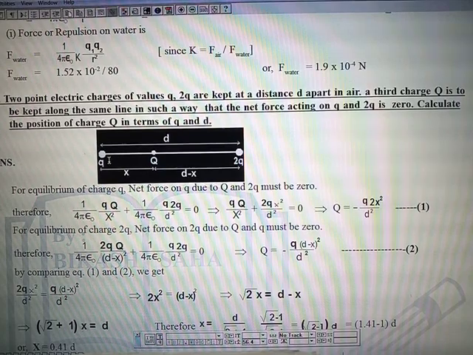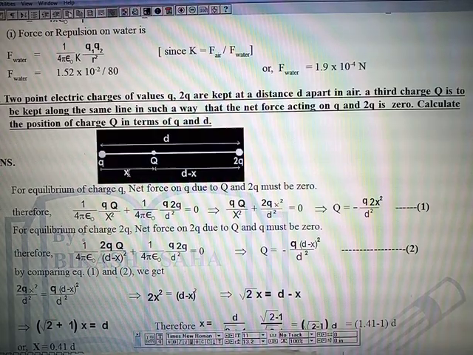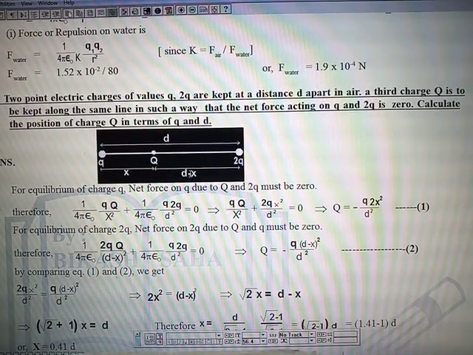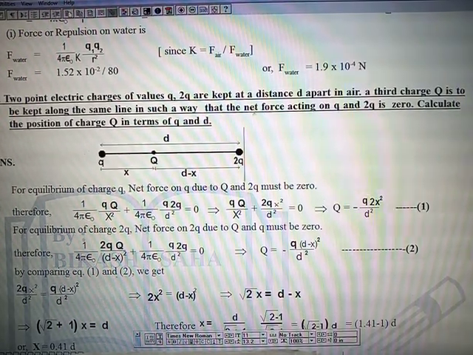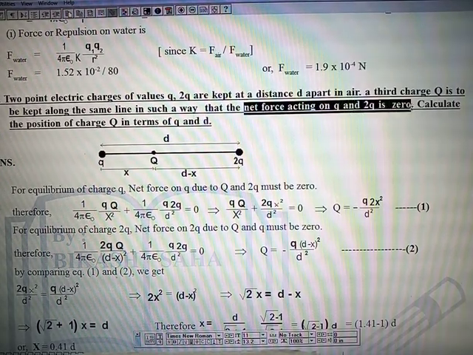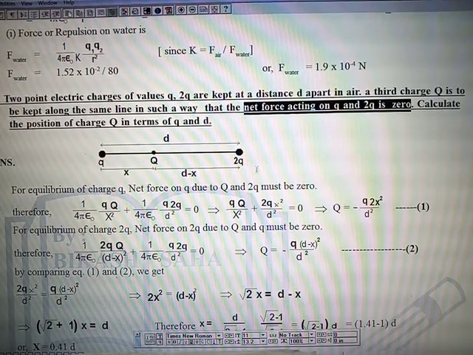If I place Q on the line joining them at any position, let me take x as the distance. Here x is a distance, then this is d minus x, because d is the distance between the two charges. So the net force on q and 2q is 0, it's given. If it is 0, that means at this charge q and at this charge 2q, the force is 0. Clear?